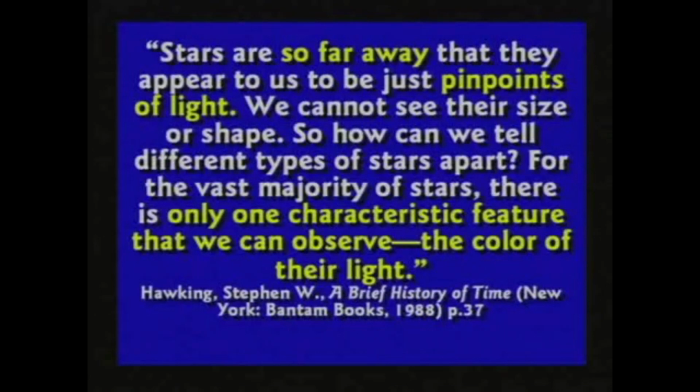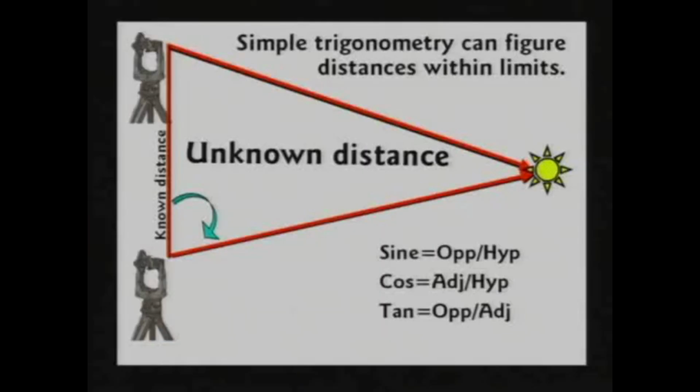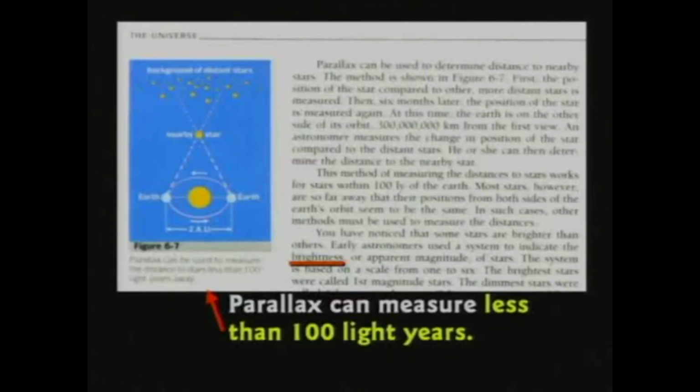If you're going to measure the distance to a star, the only sure mathematical way is with parallax trigonometry, and you have to know two sides in one angle or two angles in one side. I taught trig for 15 years. This textbook says you can't measure more than 100 light years. I don't think you can measure more than 20 light years.